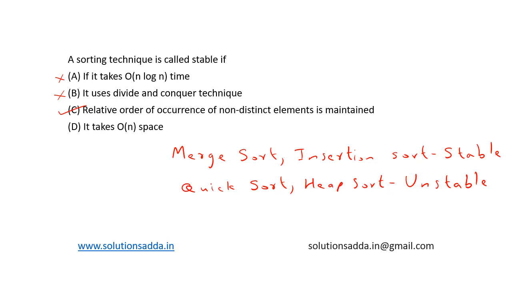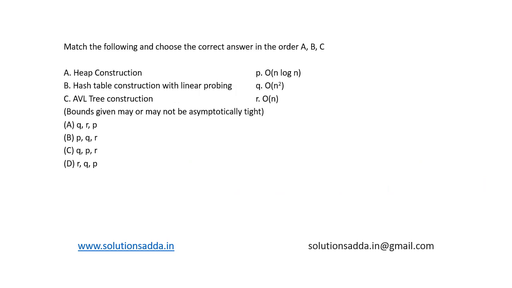This is a question from algorithms. Match the following and choose the correct answer in the order ABC. We are given heap construction, hash table construction with linear probing, AVL tree construction, and three time complexities are given: order of n log n, order of n square, and order of n. And we are asked to match the following. So let's see each option: A, B, and C. Let's try to match it.